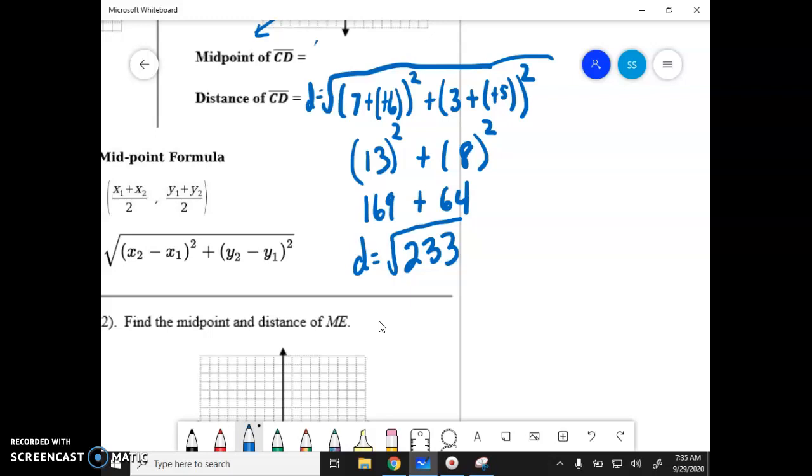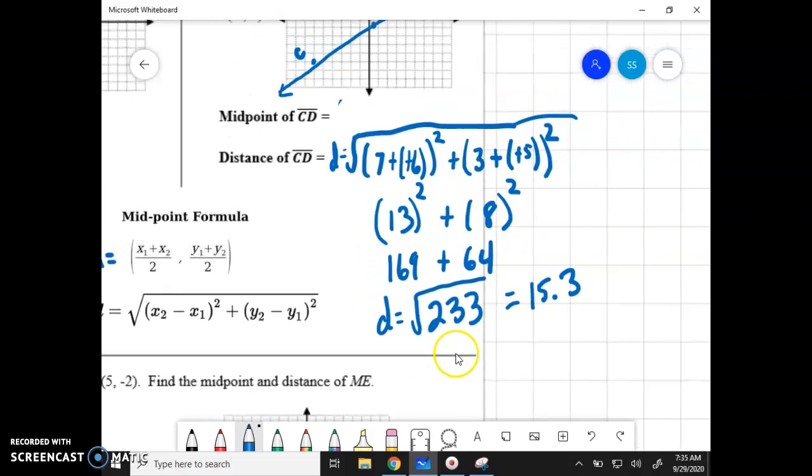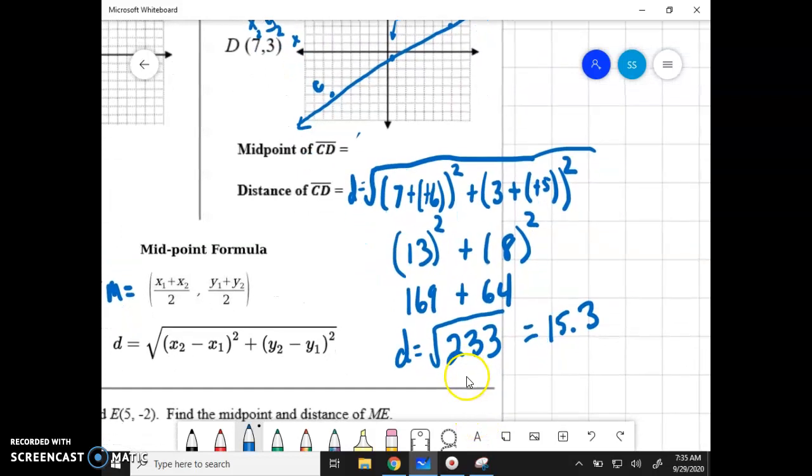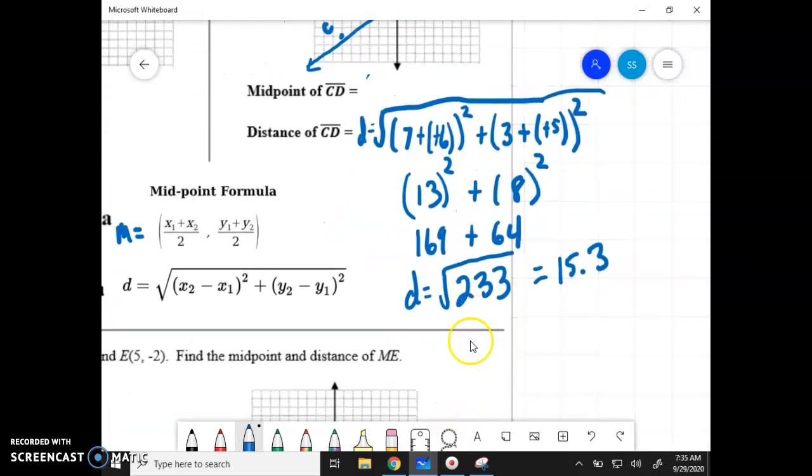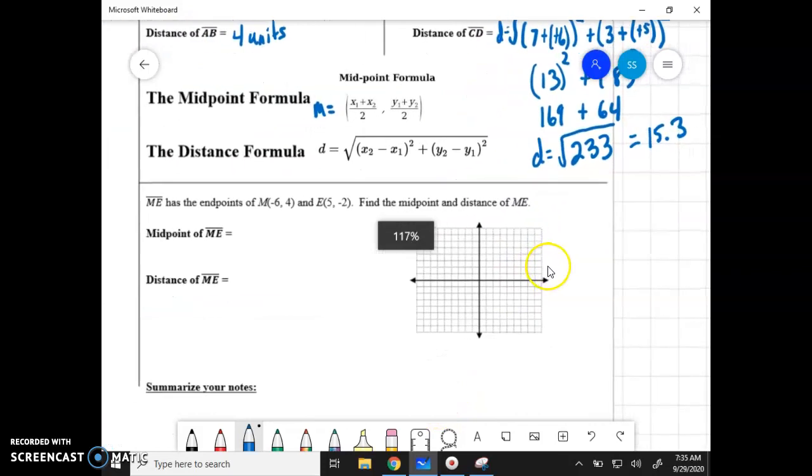All right, so if I want the decimal equivalent, I hit the button that's right above the enter key in the lower right hand corner. It's got double arrows on it, and I hit that and I get an approximate answer, which is 15.264333752. I'm going to round this to the nearest tenth place, so this is going to be 15.3. All right, so the distance between points C and D is equal to 15.3.